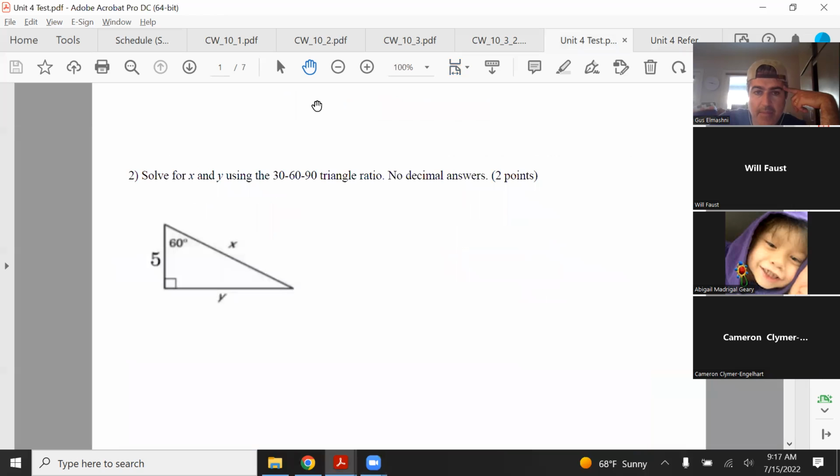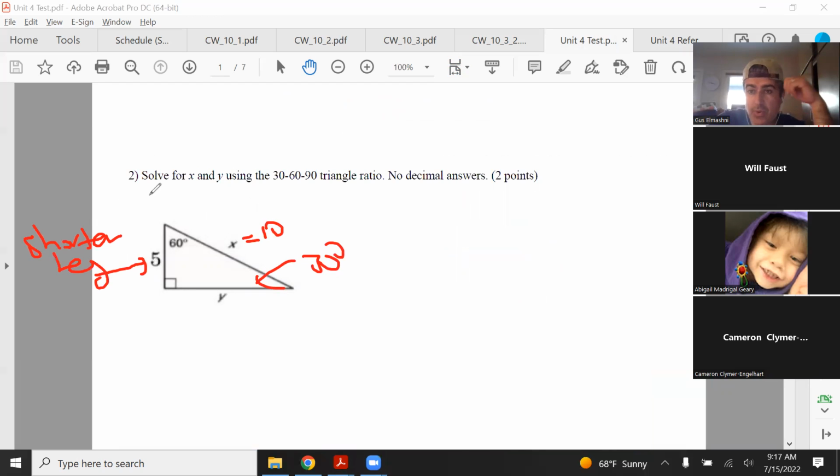So in this case, that's the shorter leg, right? That's the shorter leg. That is 30 degrees. So that makes that 10, because the hypotenuse is double the shorter leg, and it makes that 5 root 3. That's it. There's no reason to stare at it for 10 minutes. Move on.